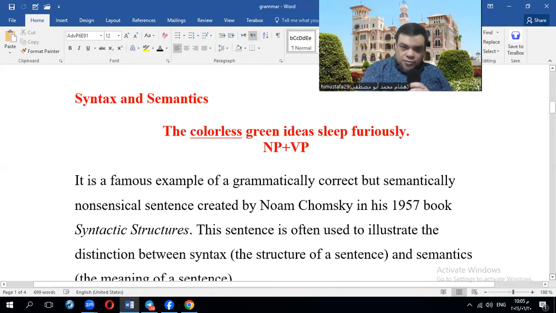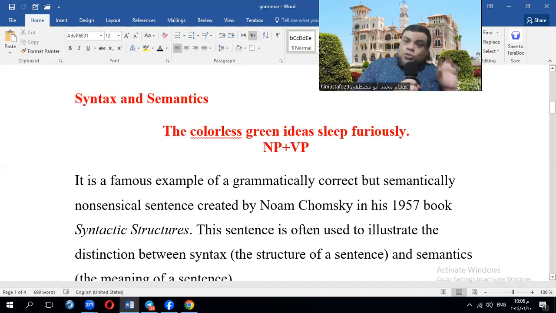Syntax and semantics. In the generative approach, in Chomsky's conceptualization of grammar, syntax, which studies sentence structure, is detached from semantics, which studies sentence meaning. So, according to Chomsky, we can generate well-formed structures that are grammatically correct, but actually they are semantically odd, semantically unacceptable. They don't have meaning.